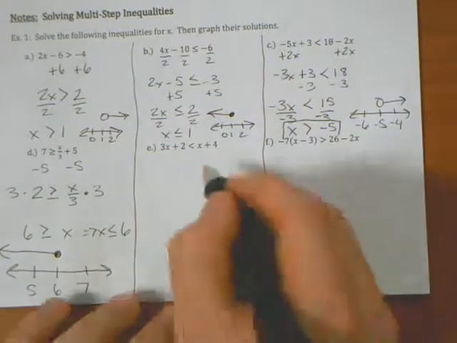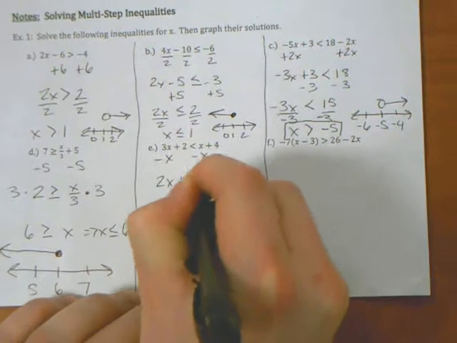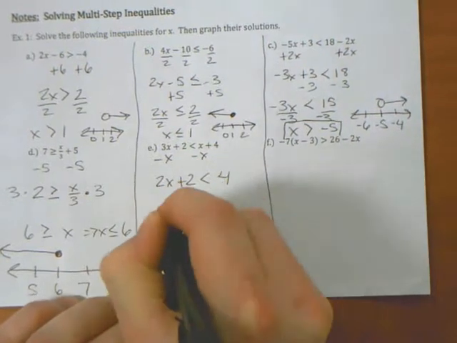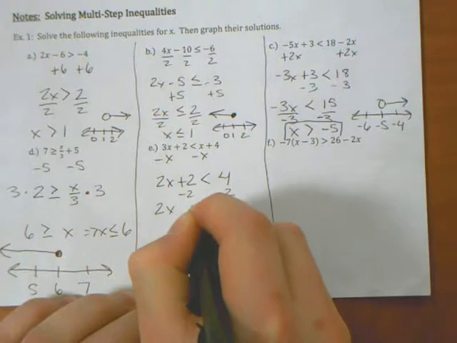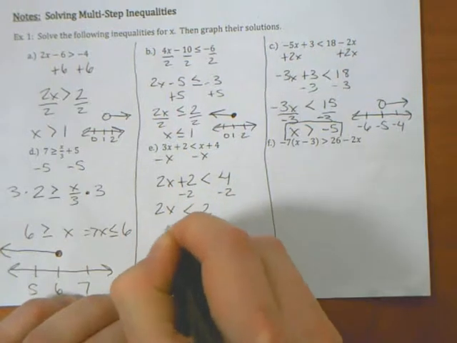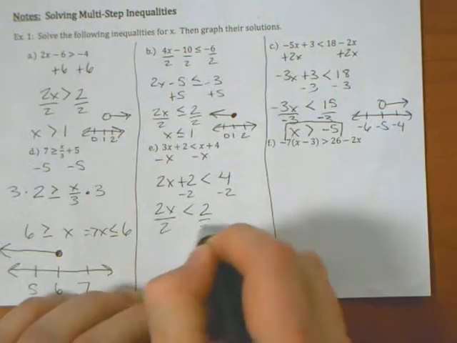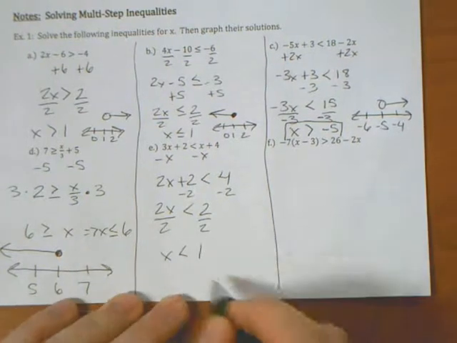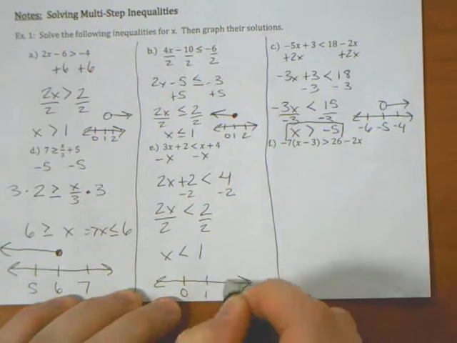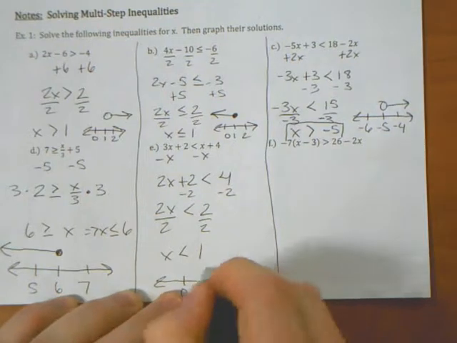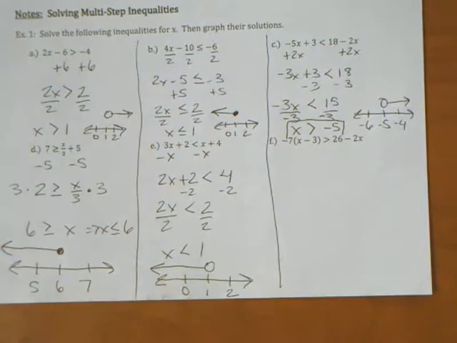I'm just going to breeze through E here. I'm going to subtract x on both sides. That gives me 2x plus 2 is less than 4. So I'm going to subtract 2 on both sides. That gives me 2x is less than 2. Divide by 2 on both sides. So x is less than 1. Graph it. Open or closed circle at 1? Open. Left or right arrow? Nice, you got those first time. Sweet.